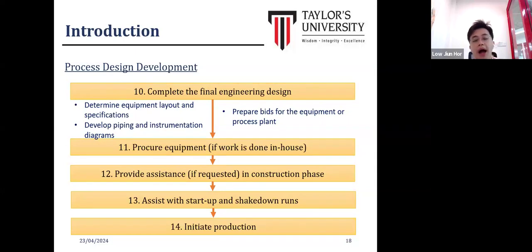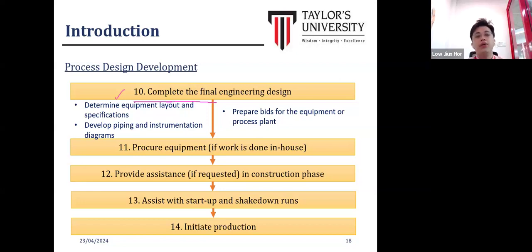Okay, so after you prepare the process design report, then we can proceed to step number 10. Okay, we can complete the final engineering design. Okay, what does it mean? Just now you already come up with your process flow sheet. You already determine how big your equipment is, what the size of your reactor is.